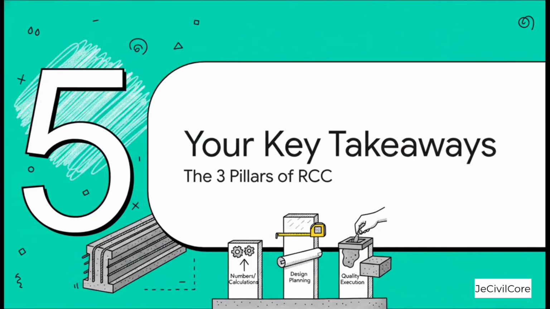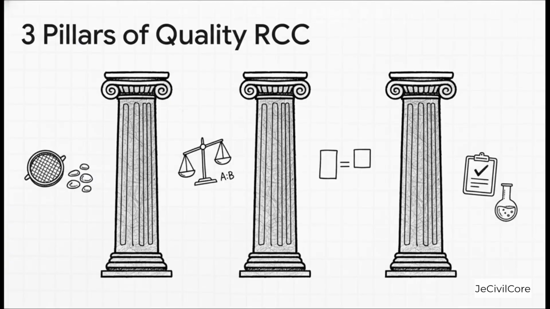Whew, okay. That was a lot of numbers, a lot of codes. So let's boil it all down into 3 simple, memorable pillars for making quality reinforced concrete. It all comes down to this. Number 1, get your materials right. Make sure your aggregates meet those IS code requirements. Number 2, get your proportions right. Use the standard mix designs from IS 456.